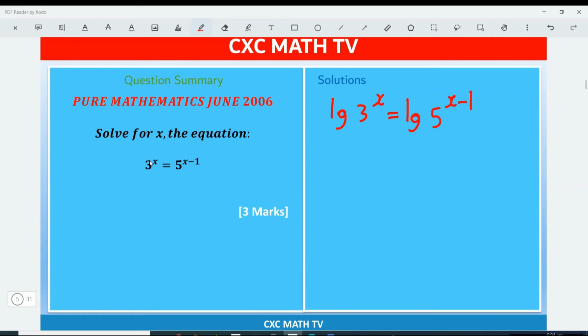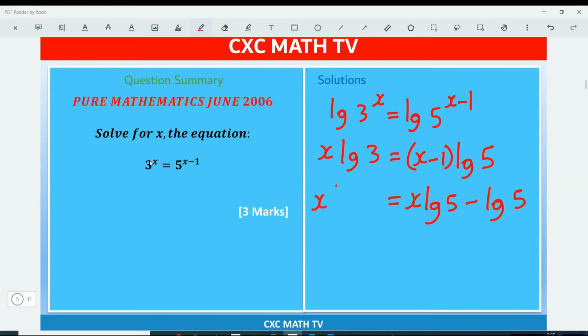Laws of logarithm then tell us that we can carry down the power. So this is saying x log 3 is equal to x minus 1 times the log of 5. Now we need to make x the subject. So on the right-hand side, we can expand to get x log 5 minus the log of 5, and that's equal to x log 3. Once you get that, you need to make x the subject, so bring all the x on one side. We can bring the log 5 over to the left and bring the x log 3 over to the right. We're just transposing.